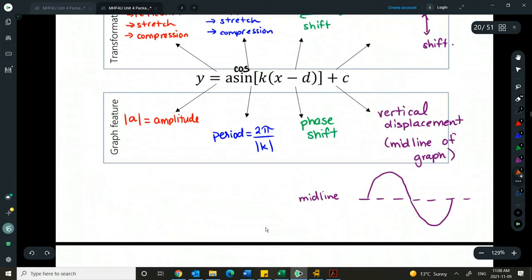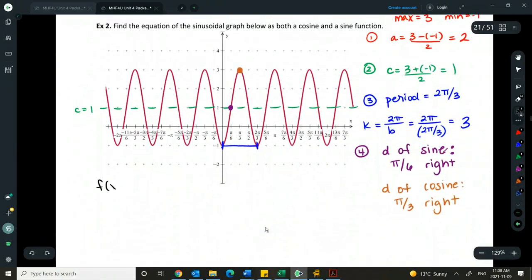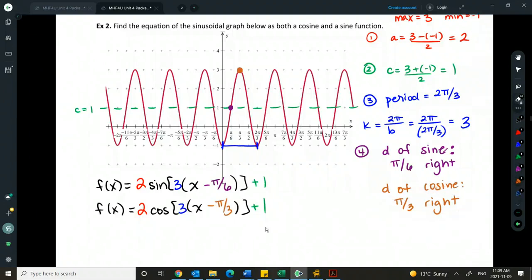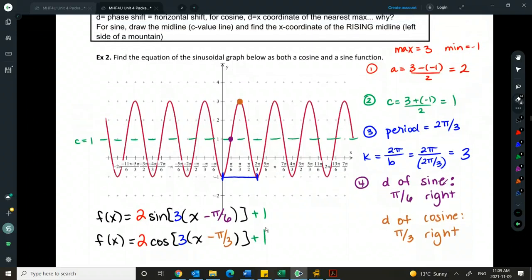And then we're just going to enter these into this skeleton equation for sine and cosine here. So enter in your a, k, d, and c. All right, so here's our functions. I'm going to say f of x equals the a value, which is 2. Let's do sine first. Sine of k, which we found is 3, x minus d. So remember, when I have pi over 6 to the right, it will look like negative pi over 6 in my formula. And then c is positive 1, so we'll put plus 1 here. Similarly for cos, 2 cos of 3, so everything's the same except for the shift. And then if I want to say pi over 3 to the right, it should look like negative pi over 3 in my formula. Okay? Do you guys remember doing this last year with your graphs? So pretty much exactly the same, except now we're just using some radians instead of degrees.